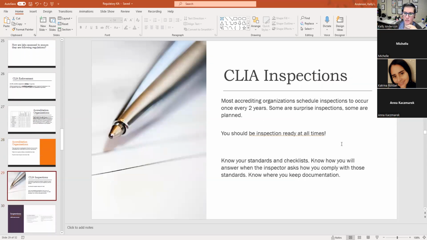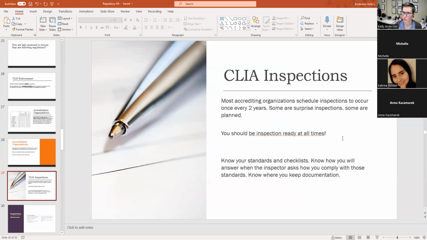So what do these inspections look like? Most accrediting organizations will schedule inspections to occur once every 2 years. Some are surprise inspections and some will be planned. You should be inspection ready at all times. And how do you get inspection ready? Basically, you need to know your standards and your checklist. You need to know how you will answer when an inspector asks you how you comply with those standards.